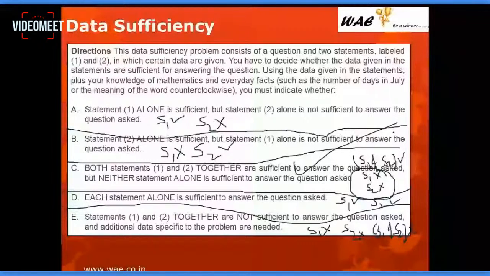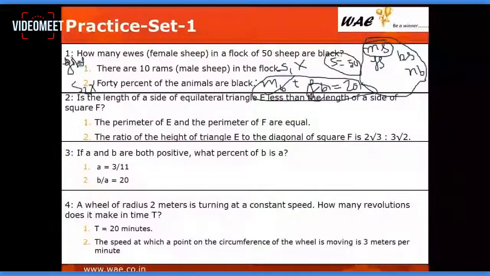Even if you come to both of them together, there are four variables. So you will not be able to solve with three equations, because there are four variables and the equations are three. So even if you take them together, they cannot solve it. It cannot be solved by any of the methods: S1 alone, S2 alone, both of them together. That's why the option is E.